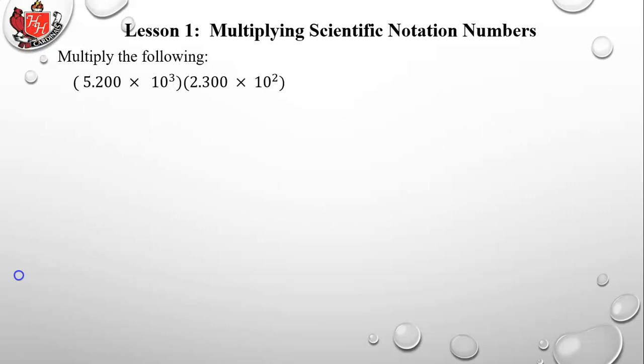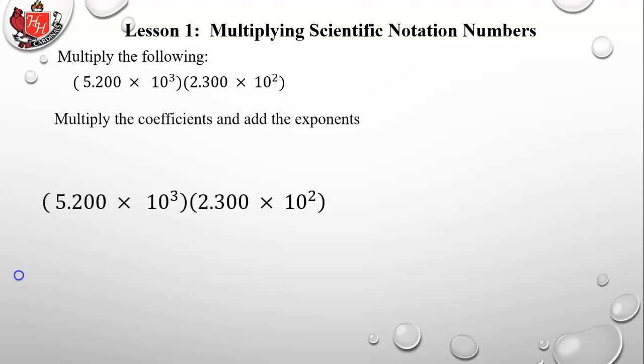So we're going to multiply these two numbers here. Multiply the coefficients and add the exponents. So 5.200 times 2.300 is going to give you 11.96, and then you add the 3 and the 2 in the exponents, and that gives you 10 to the 5th. Now, that's your answer.